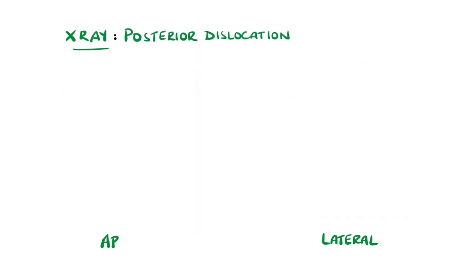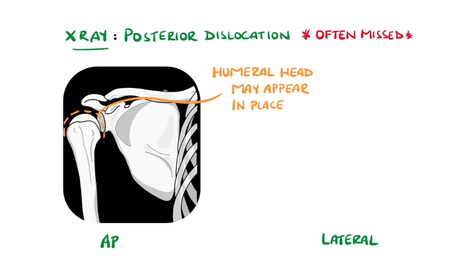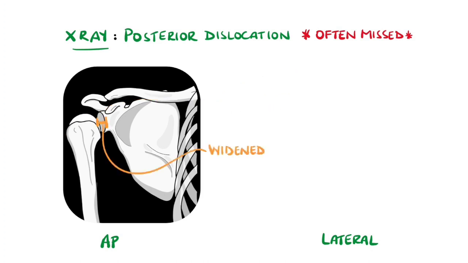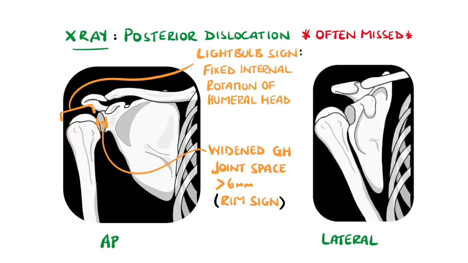Posterior dislocations can be subtle and are easily missed on frontal views. In fact, they are initially missed in as many as 50% of cases, which is why an axillary view is also preferred. But there are some findings on AP views, including the widening of the glenohumeral joint, called the rim sign when it is above 6 mm, and the light bulb sign coming from fixed internal rotation of the humeral head. The lateral view is particularly important because it can be easier to see the posterior displacement of the humeral head.